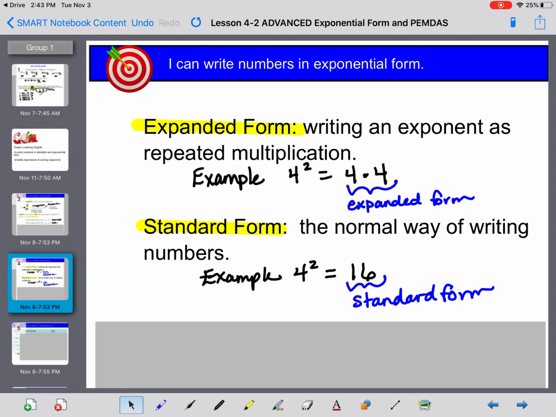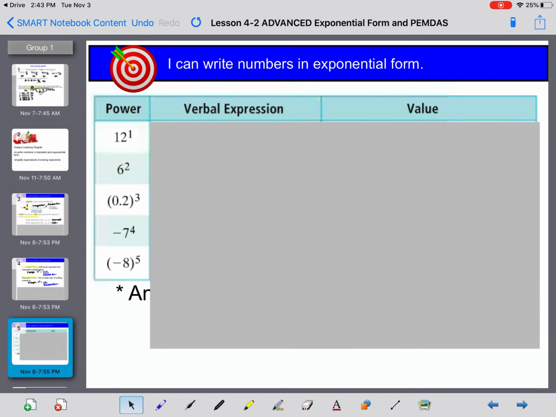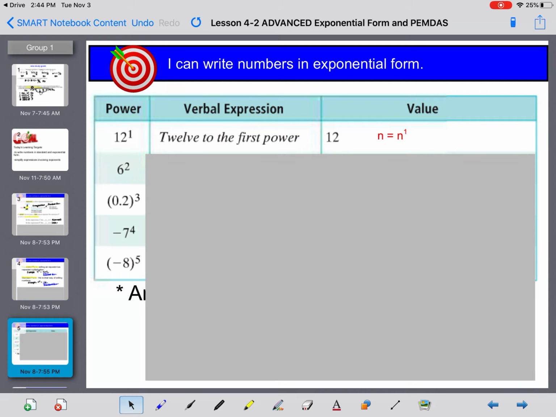So let's try some of these. In the next spot, in your notes, I'm going to ask you to fill in this chart. The first thing you're given is the power, 12 to the 1st power. And I am asking you to fill in the expanded form and the standard form. So 12 to the 1st power. Oops, I think that in your notes, this says expanded form. So let's change that.